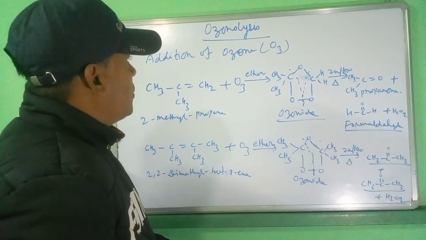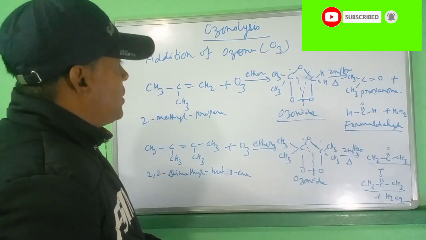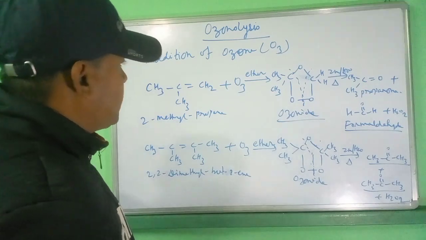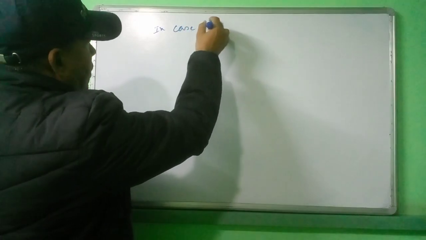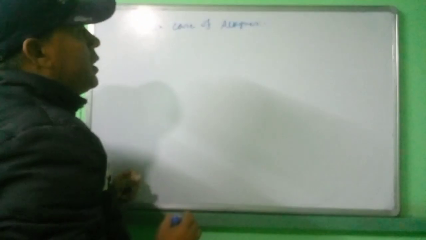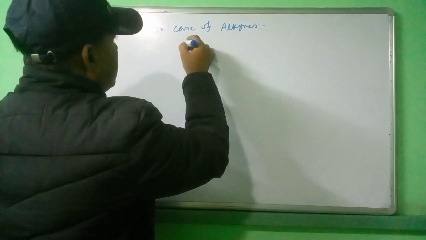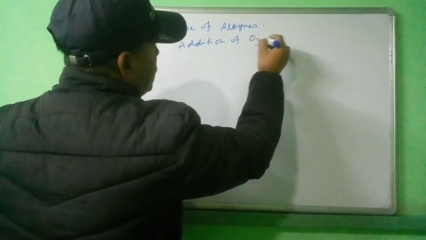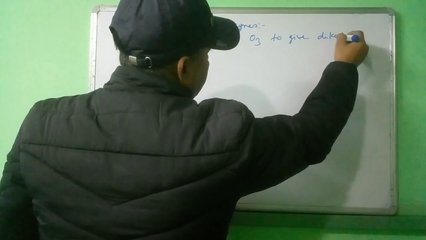Okay. Now with the alkyne, meaning the hydrocarbon having a multiple bond like a triple bond. So with a triple bond here also ozonolysis takes place. In case of alkynes, addition of ozone gives the diketone.